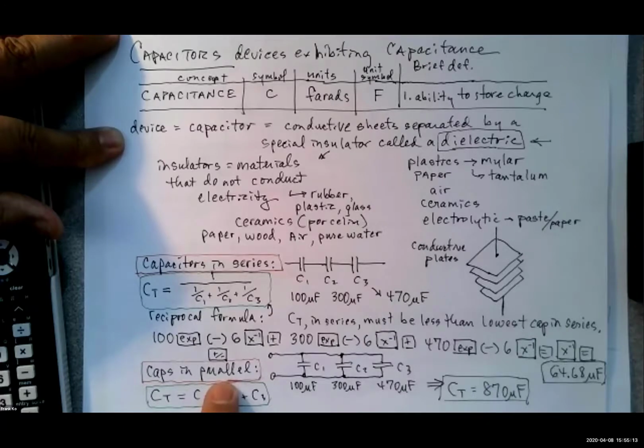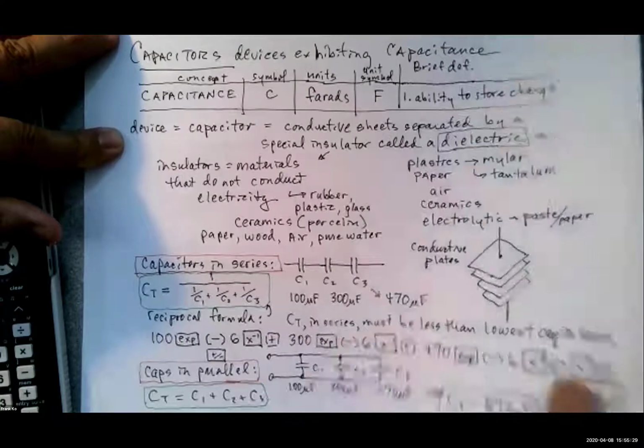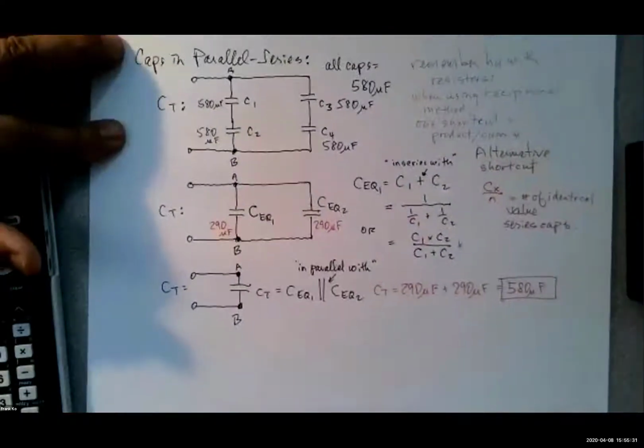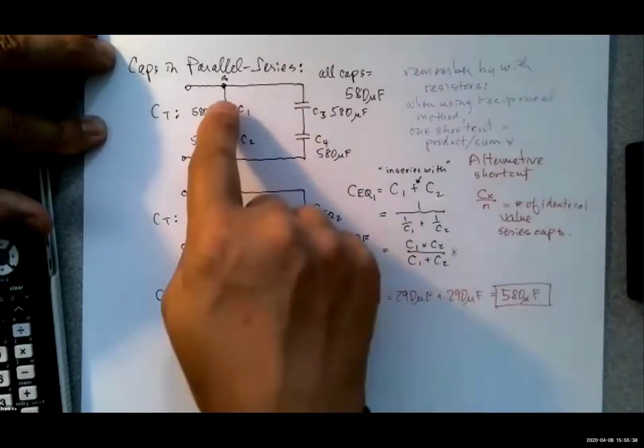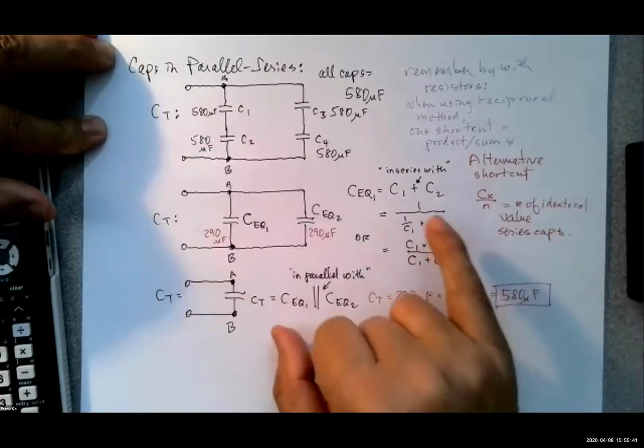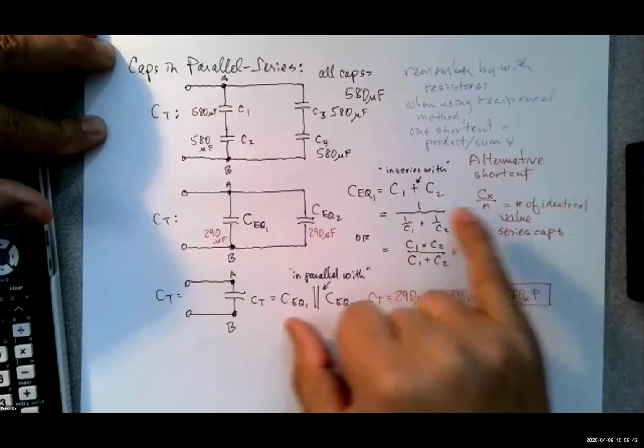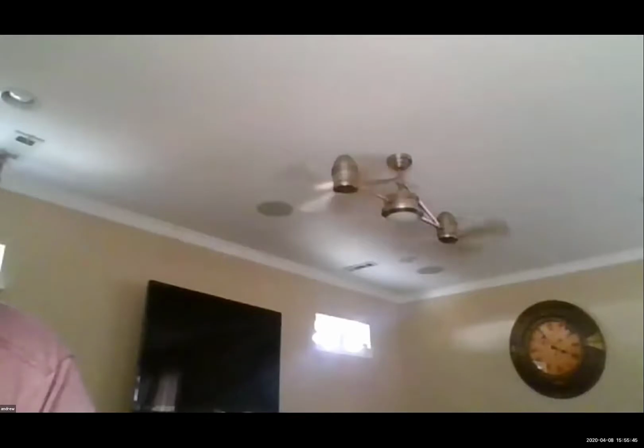And then capacitors in parallel, we draw them in parallel, we use the same values. The formula is as if they were resistors in series. We use the summing method, C1 plus C2 plus C3. These add up to give us 870. The first combination circuit we encountered was caps in parallel series. If they are in series here and in series here, remember we use the reciprocal method.